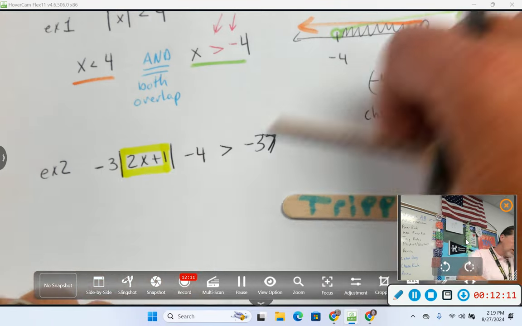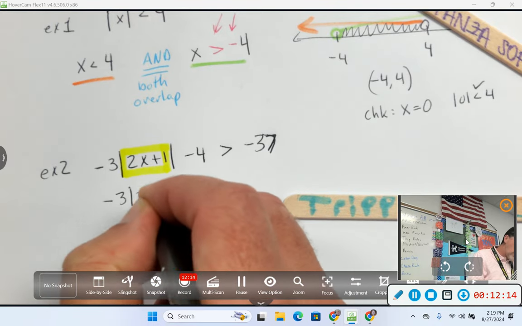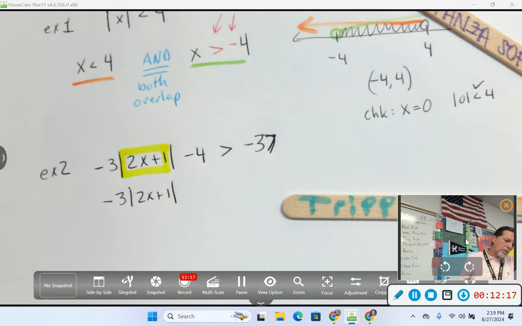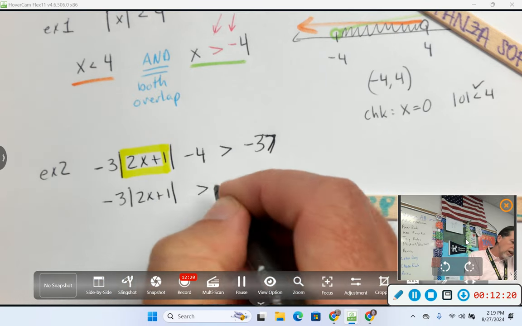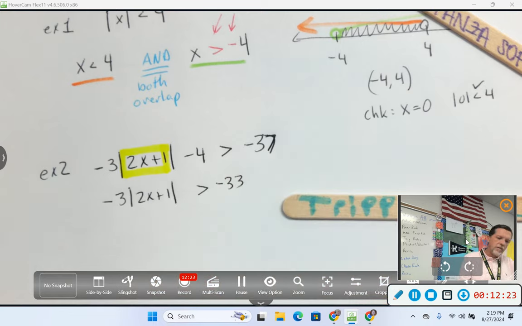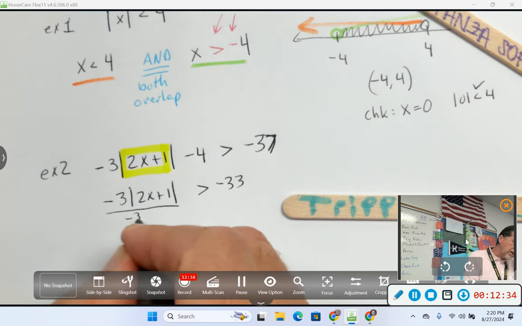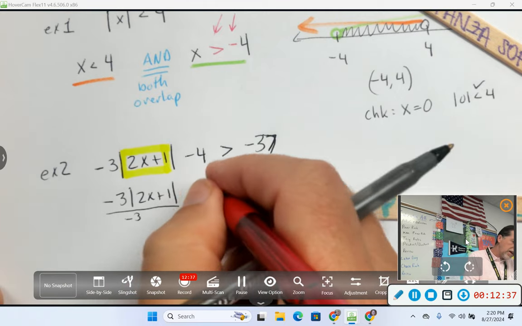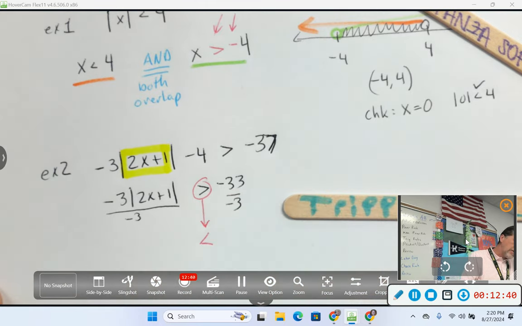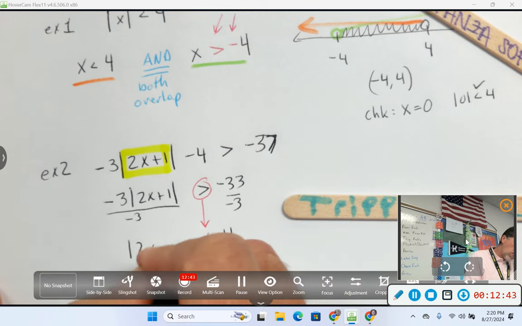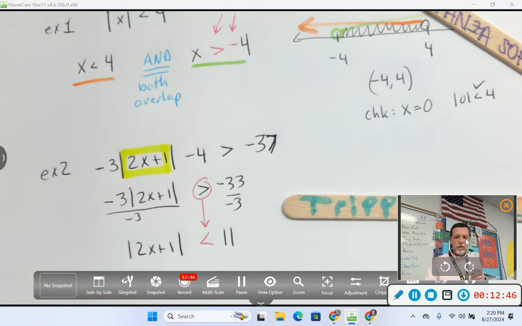Yeah, so let's add 4 to the other side. Negative 3, absolute value 2x plus 1, greater than negative 33. Tripp, what do you want to do next? Divide by negative 3. And what do we need to be careful about when we divide by negative 3? Flip that inequality to a less than. Now it's a less than problem. Absolute value of 2x plus 1 is less than 11.